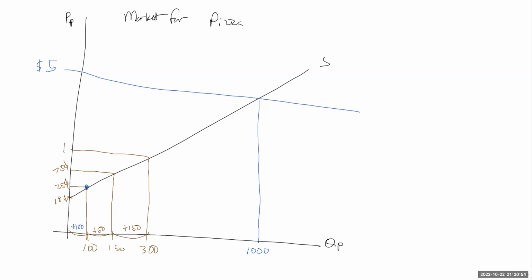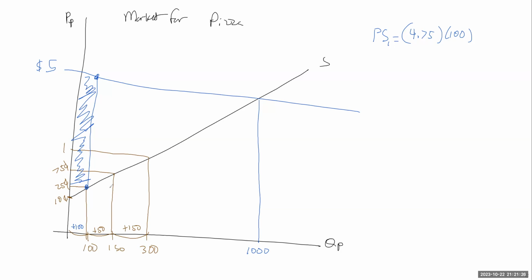They're more than happy to sell pizza at 25 cents a slice. They sold it at $5 a slice. So producer surplus for the first group, they made $4.75 per slice. And how many slices did they sell? 100. Okay, so that is their producer surplus, or the area of this rectangle.